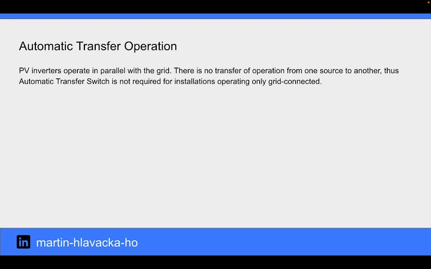As described in the previous section, PV inverters operate in parallel with the grid. There is no transfer of operation from one source to another, thus an automatic transfer switch is not required for installations operating only grid connected.